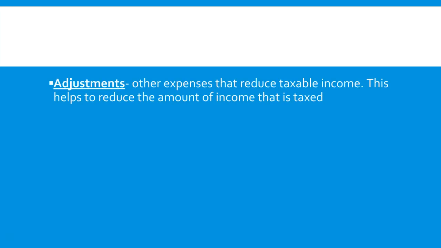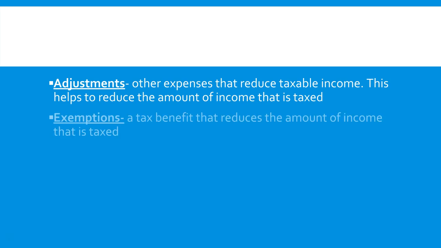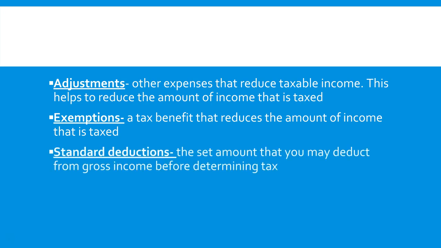Adjustments. Those are other expenses that reduce your taxable income. This helps to reduce the amount of income that is taxed. Exemptions. That is a tax benefit that reduces the amount of income that is taxed. A standard deduction. That's a set amount that you may deduct from gross income before determining tax.